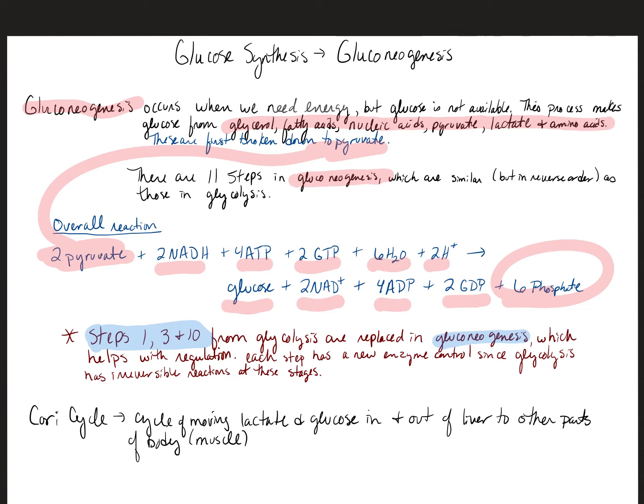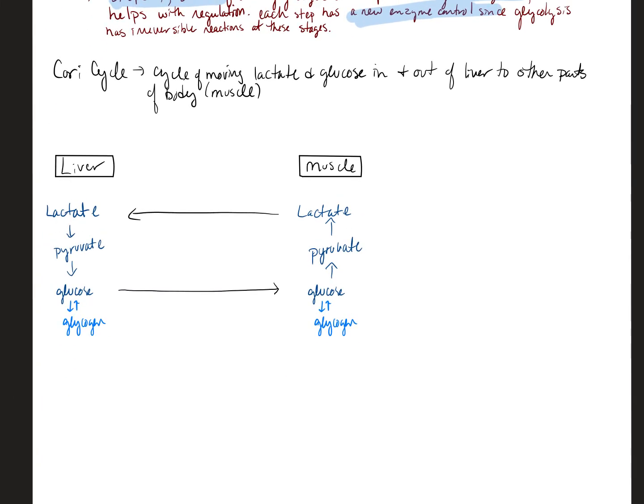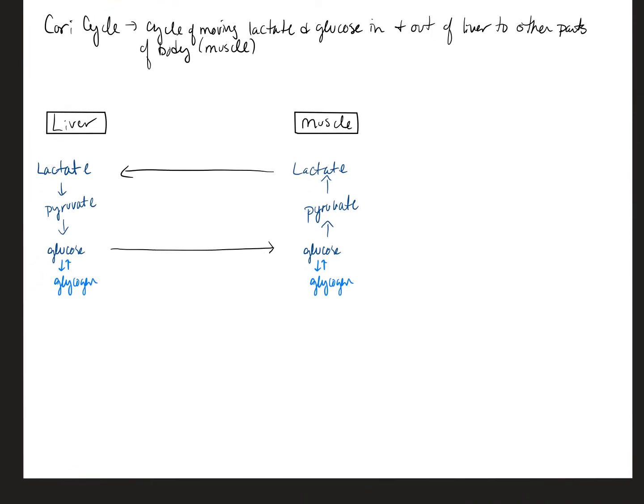Each step has a different enzyme that controls it, since glycolysis has irreversible reactions in these stages. So I would certainly encourage you to check out what all of those reactions are together. But again, I'm just not going through them here because they're basically the reverse order with 3 steps that are a little bit different. But we can, in that process, make glucose, and therefore it can do other cool things.